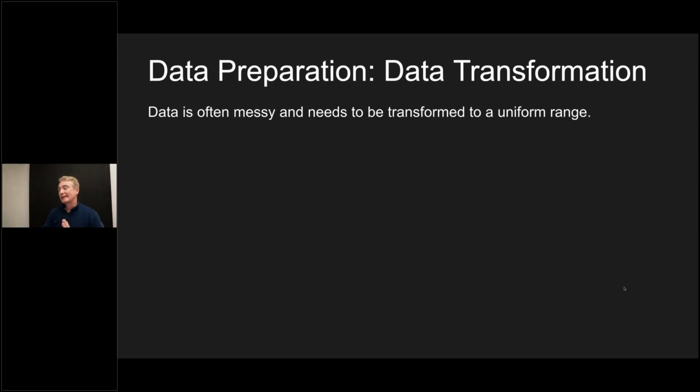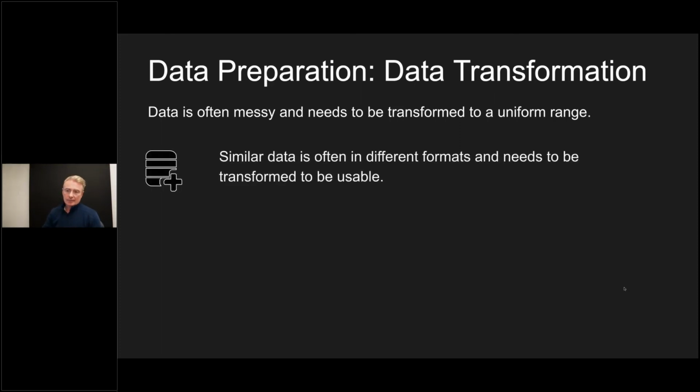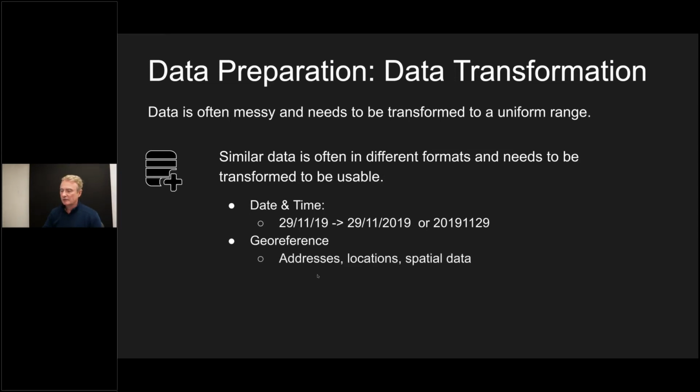So next thing, we want to look at data transformation, because data is often messy and needs to be transformed to a uniform range. So look at your database, right? Similar data is often in different formats, that needs to be transformed to be usable. So think about date and time, right? Different regions use different date time formats. I'm always dealing with that. Georeferences, addresses, locations, spatial data. When I was growing up in Ireland, they didn't even have such a thing called a zip code, right? Postcode in the UK, zip code in the US. Couldn't normalize that.